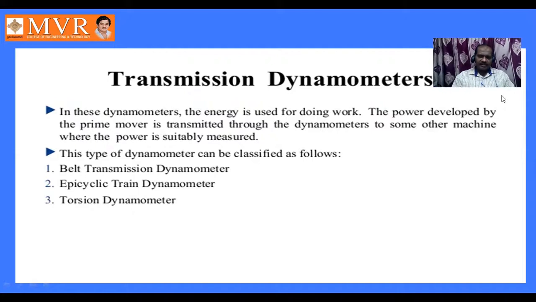So by transferring the power from one part to another part, or from one component to another component, we are going to measure that power. For measuring that power, we are going to use a dynamometer. As transmission takes place from one point to another point, we have three types. One is the belt transmission dynamometer, the second is the epicyclic train dynamometer, and the third is the torsion dynamometer. I repeat, the types are belt transmission dynamometer, epicyclic train dynamometer, and torsion dynamometer.